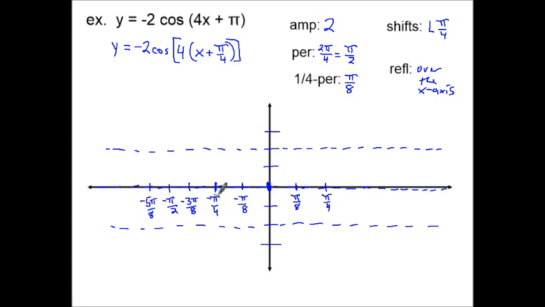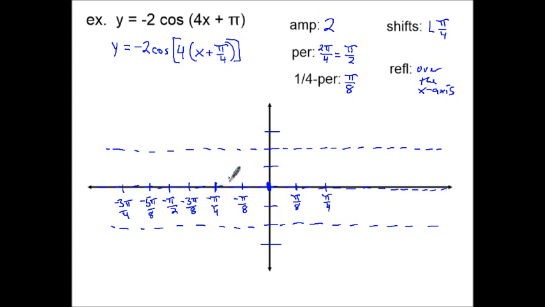At this point I've got 1, 2, 3 steps, so I need one more. Negative 6 pi over 8 reduces to negative 3 pi over 4. If you're not good with fractions, I don't know what to tell you. Practice and get better. Anyway, my starting point, which I could have done earlier, but I guess I didn't, so let's do it now.